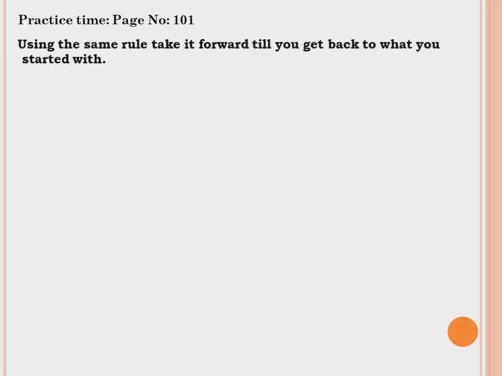Practice time, page number 101. Using the same rule, take it forward till you get back to what you started with. Means the same 45-degree rule we have to continue till we get the starting one. Whatever the starting alphabet or object was, the same thing till we get it.